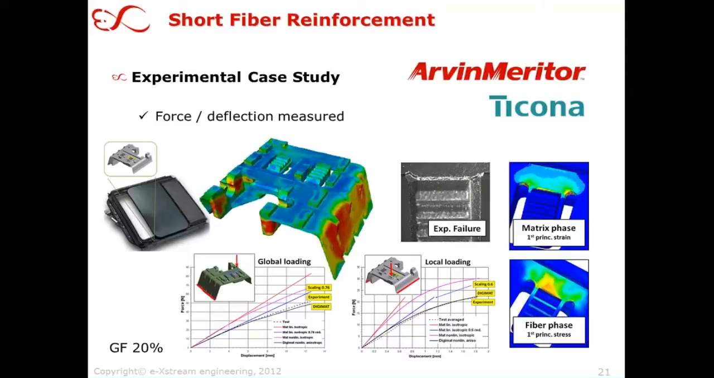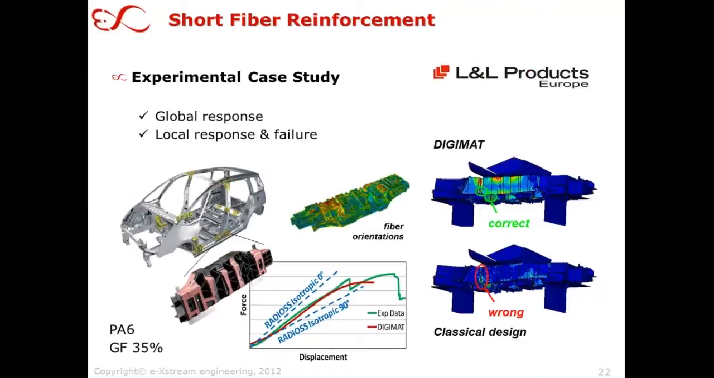Whereas again, with the DIGIMAT model, it's predictive. So here, just some glass fiber filling of 20% was the underlying condition of the anisotropic material model, and the material model was high quality, and the results in both cases matched the experiment very, very well. And so this was for some quasi-static testing, and the last experimental case study I want to show you is from L&L Products Europe. And this concerns explicit simulation.